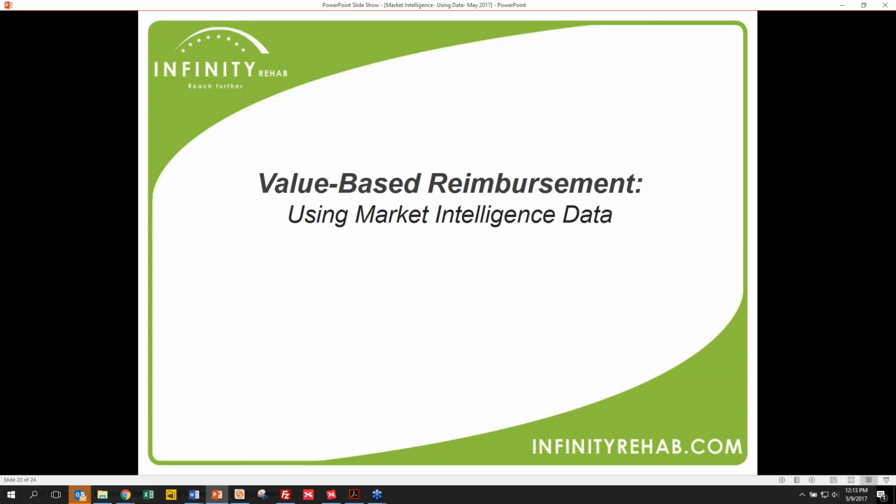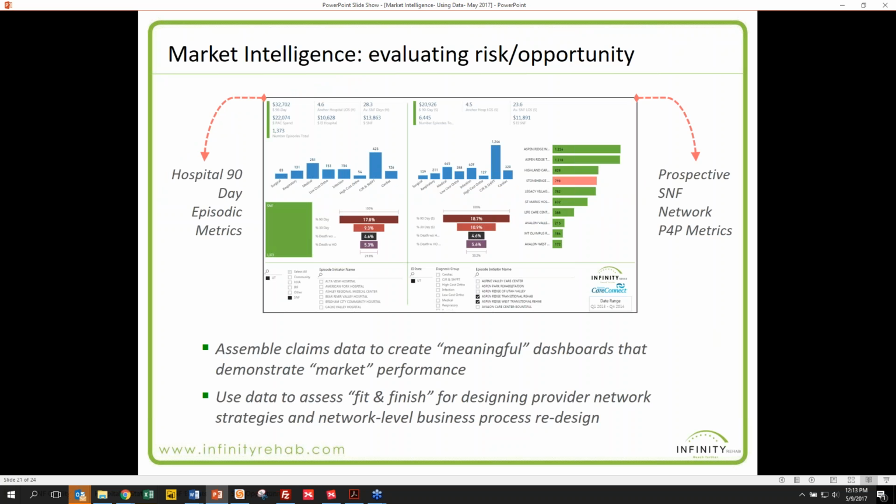What we'd like to do now is share with you the solution we've been developing over the past couple of months, with the intention of sharing it with all our Infinity customers so that we can better assist you in participating in payment reform initiatives all over the country. We call this our market intelligence data. Essentially, we've purchased and assembled claims data so that you as a provider, whether you're a hospital, a SNF, or a home health agency, can assess your risk and opportunity for value-based reimbursement initiatives.